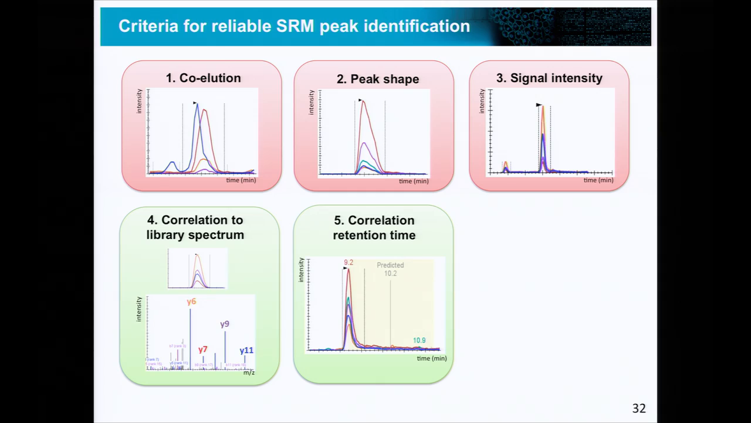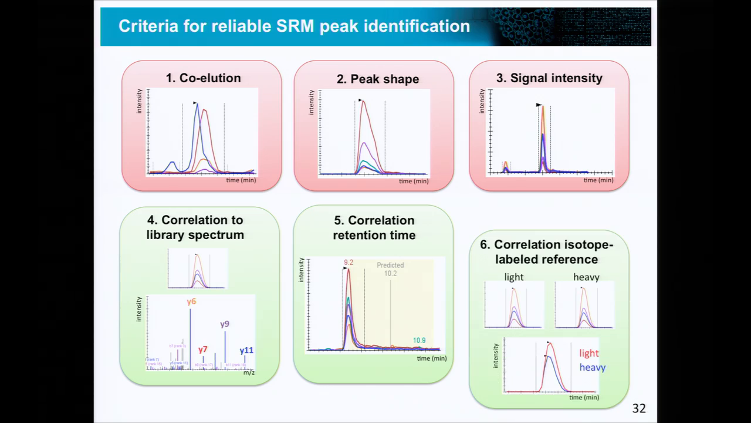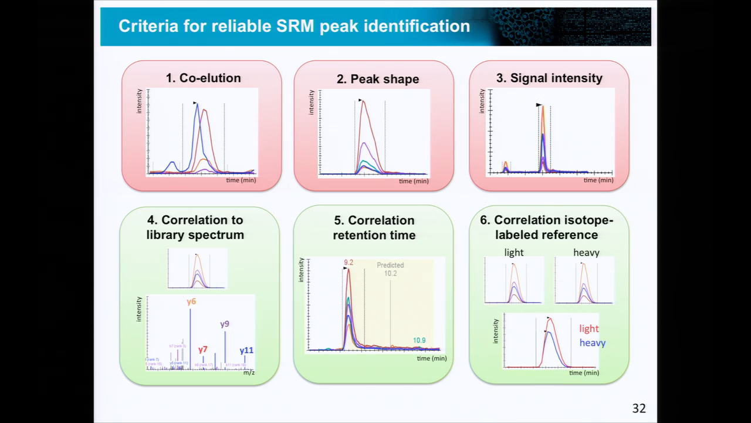This will be indicated in this yellow shaded box, and you see here this is the predicted value by Skyline, and when you're close to this predicted value, your confidence increases. And the last and actually the most powerful criterion you can apply is correlation to an isotope labeled reference.